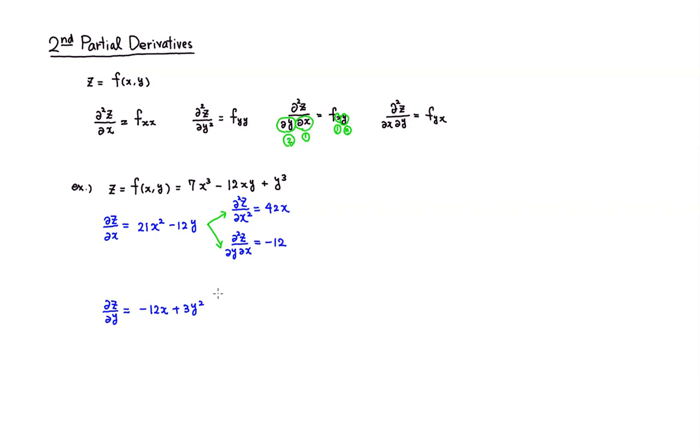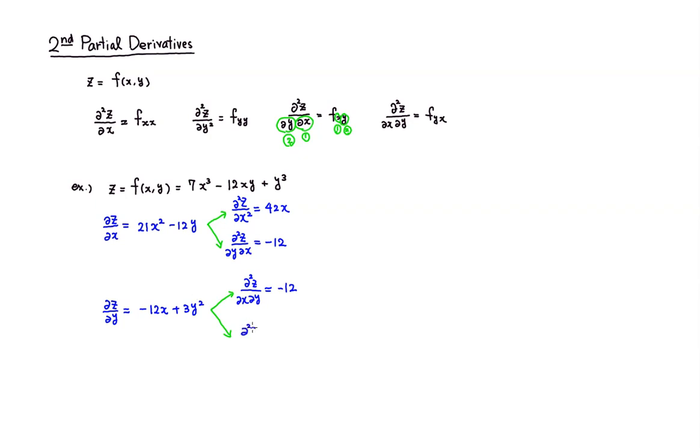All right, two more kinds. You take the partial with respect to y first, then the second partial with respect to x. So you do y first, then x. We take this with respect to x, it's going to be negative 12, and the partial with respect to x of the other term is 0, so it's just going to be that.